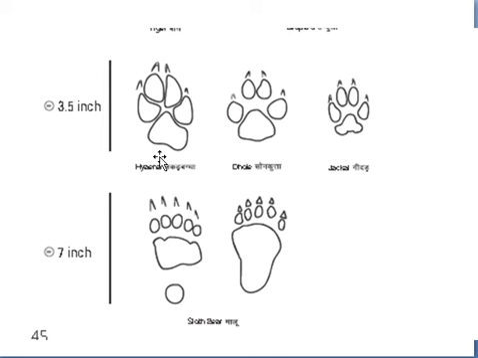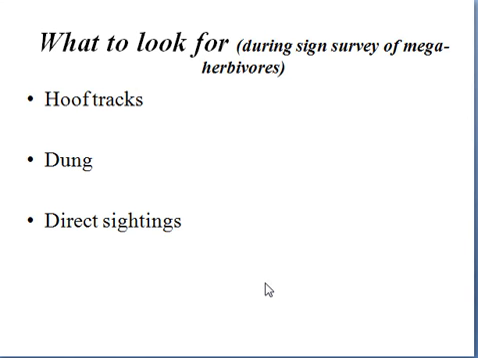Here are some pug mark signs of some wild animals. You can see the first one is for hyena, second for wild dog, third for jackal, and the last one for short beard, with their measurements. Now, during sign survey of mega herbivores, what we look for are their hoof tracks, their dung, and direct sightings of these mega herbivores.